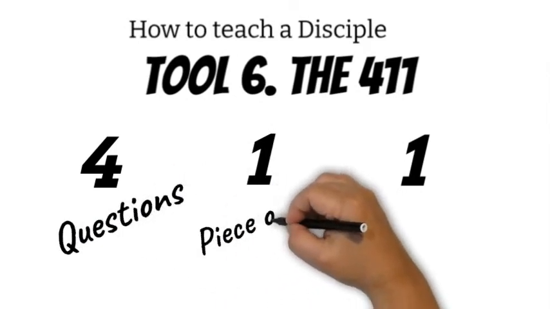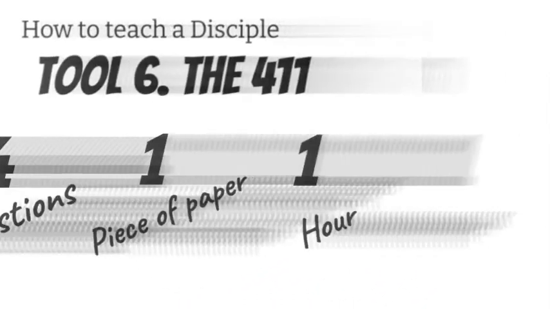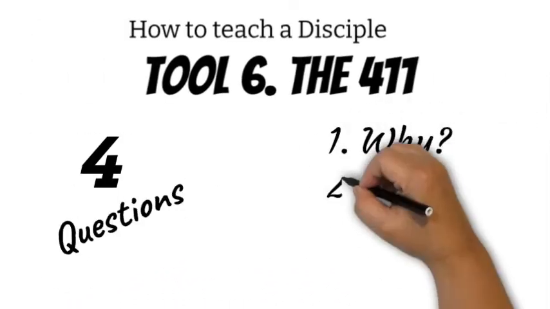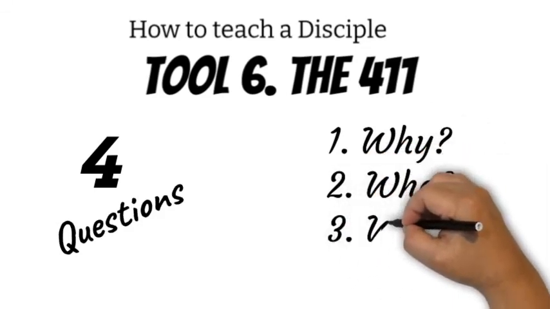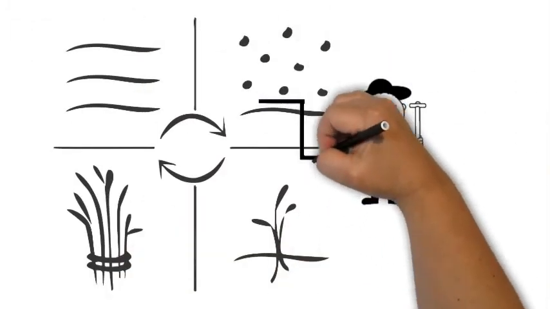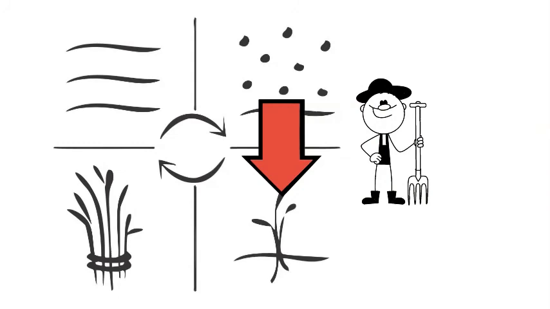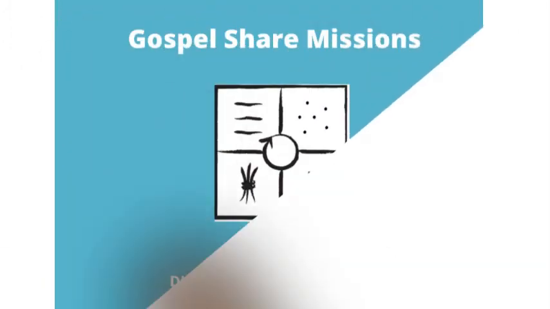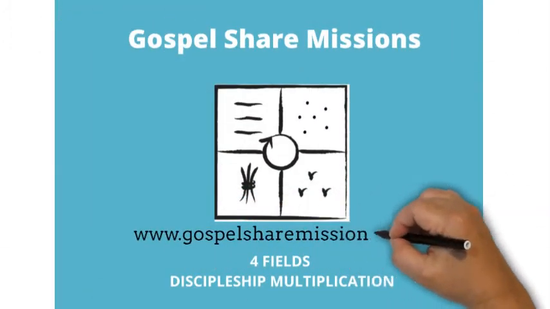This is tool 411. 4 questions, 1 piece of paper, 1 hour. 1. Why you need to share the gospel. 2. Who to share the gospel with. 3. What are you going to share? 4. When are you going to start? A new disciple will grow strong and healthy in Christ by practicing this tool of the growing field, discipleship. God bless you as you train others to train others with this simple, biblical, and reproducible tool.